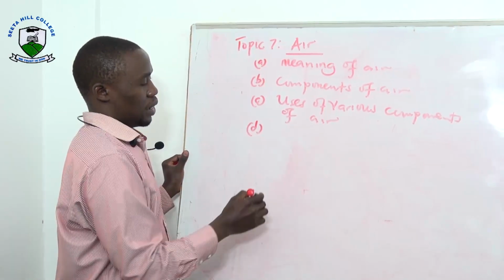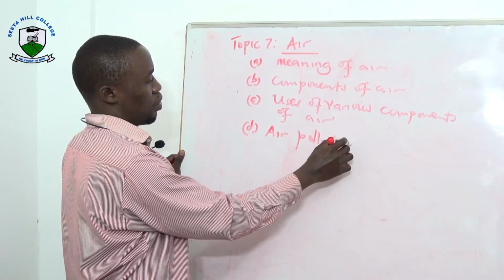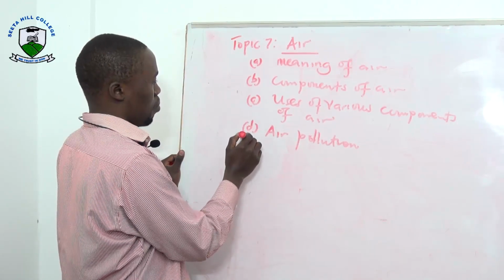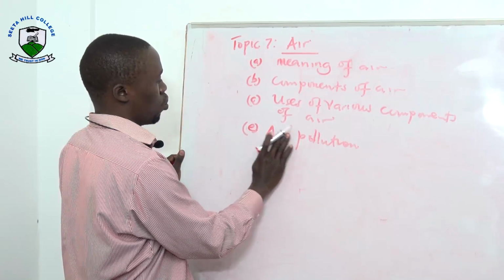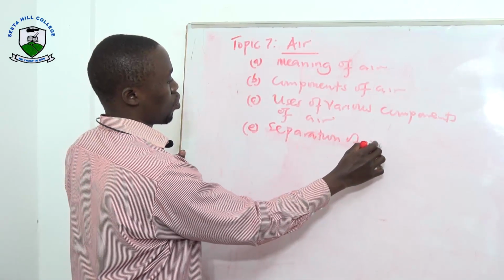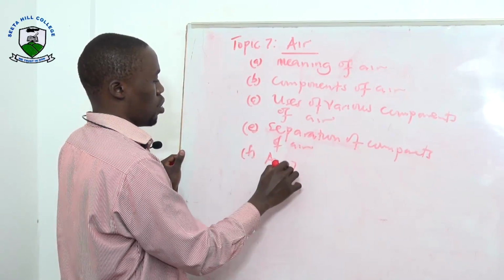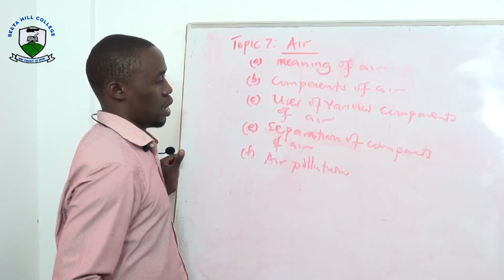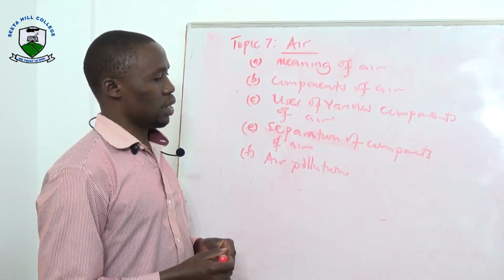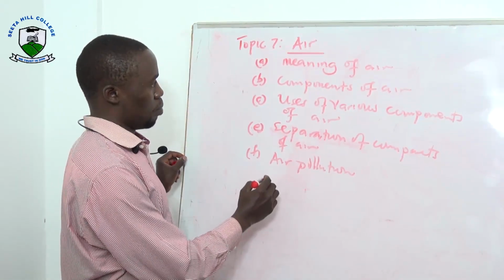And we shall also now visit air pollution, because you can't talk about air without talking about its pollution. Before air pollution, we should first look at separation of components of air. Then air pollution. Now, let us start right away from the components of air. I mean meaning of air.